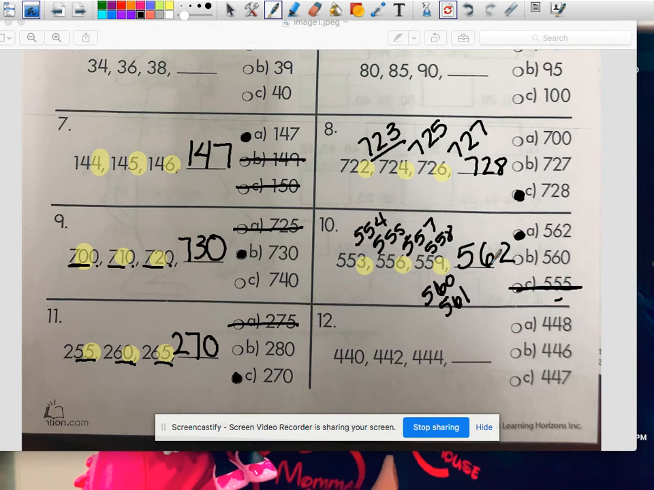I hope that this strategy helped you to help your child and know what we've been doing with our highlighter. I have encouraged them to be highlighting those numbers that are changing so that it draws their attention to it. Let me know if you have any questions. Thank you.